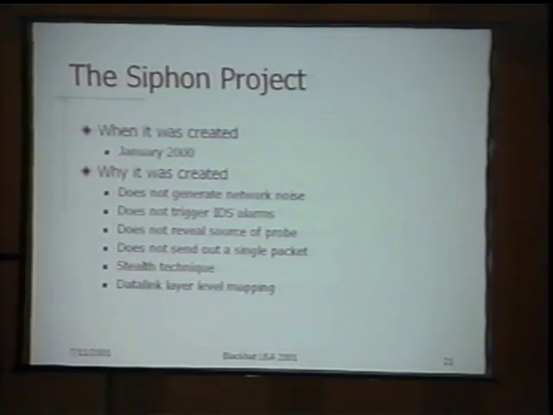Due to the pros and cons of active mapping, Chris Abad and I created the Siphon Project in January 2000. And we created it because it does not generate any network noise. We did not want a network mapping program to trigger intrusion detection system alarms. We did not want to reveal the source of our probe. We didn't even want to send out a single packet. We consider this a very stealth technique.